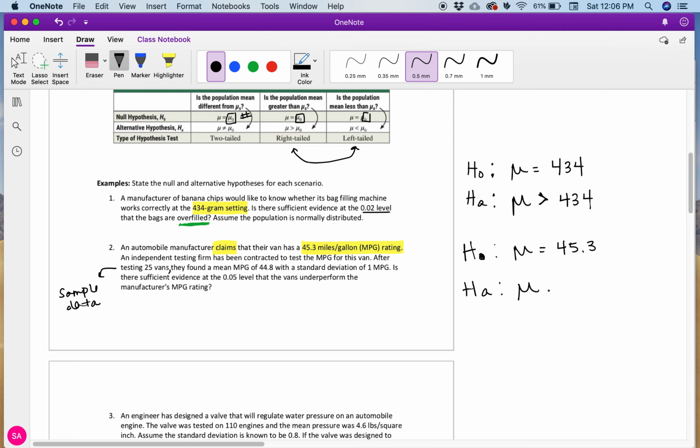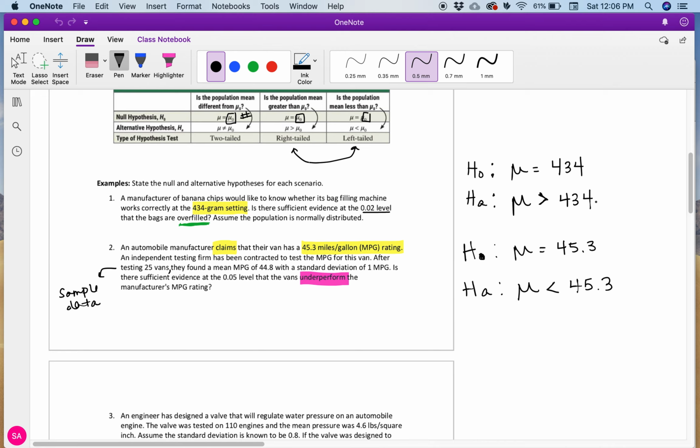But we still have to figure out the alternative. Is it going to be a not equals? A greater than? Or a less than? Let's keep reading. Is there sufficient evidence at the 0.05 level that the vans underperform the manufacturer's MPG rating? So underperform. Under. What do you think will go with under? Less than, right? So are the vans actually performing at less than 45.3 miles per gallon? And that is our null and alternative hypotheses.